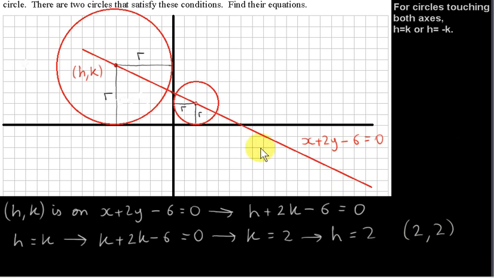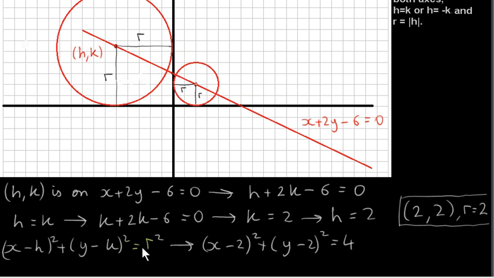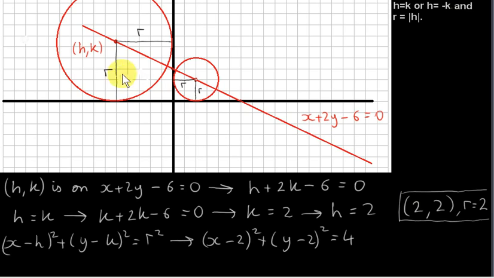And it's very easy to get the radius, because the radius is just the magnitude of either h or k. Well, the magnitude of 2 is 2. So now we can easily get the equation of this circle. We have our equation of a circle formula, so we just plug in for h, k, and r. And here's the equation. Now let's look at the other situation, the situation where h is equal to minus k. That'll give us this circle over here.